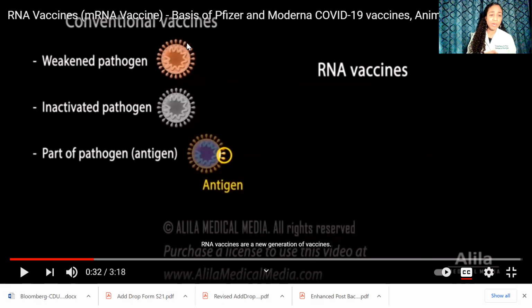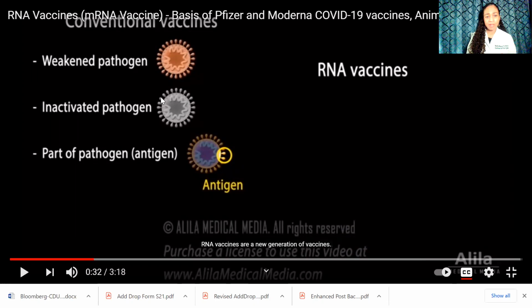So what's the weakened pathogen? That means that there is a piece of the virus that is alive, but it can't cause disease. Why do we need it this way? We need it this way because we do need the virus to be able to express certain proteins that your body can make antibodies towards.